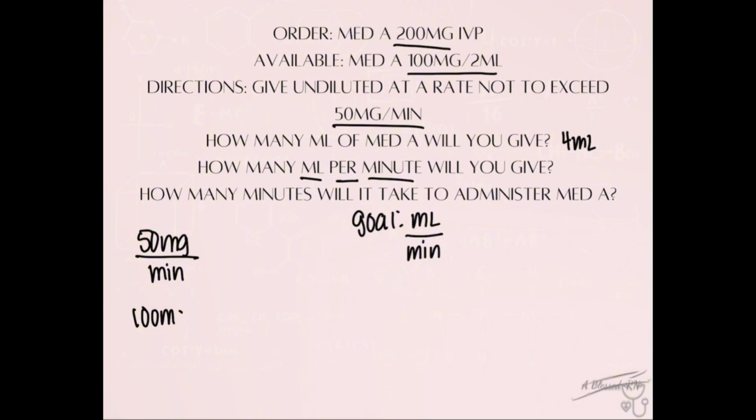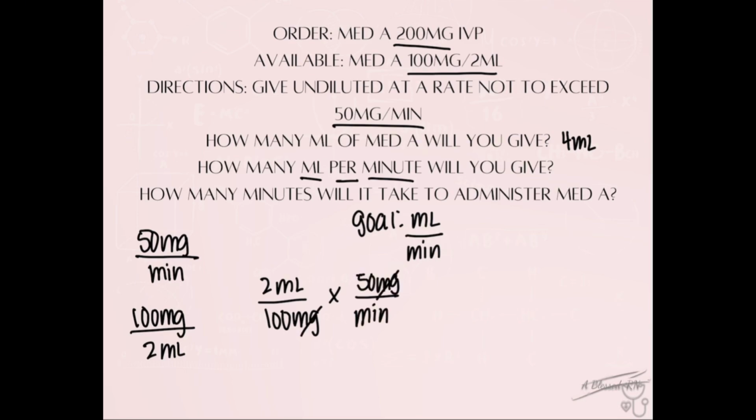I'm going to use my medicine concentration, 100 milligrams per 2 milliliters. Once again, I'm going to take my 2 milliliters and flip it and put it on the top over my 100 milligrams, and then 50 milligrams per minute. I cancel out my milligrams, and now I have milliliter on the top and minute on the bottom. I'll do the math and get 100 on top, 100 on the bottom. So that's 1 milliliter that I can push the medicine per minute.